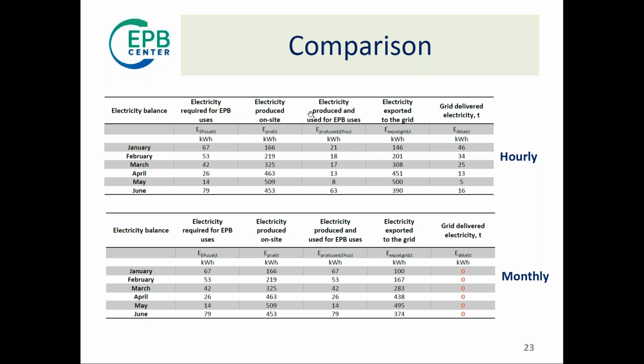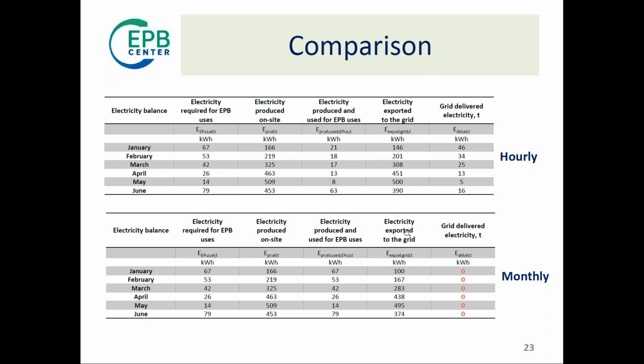And you see here the comparison in the electricity balance. In this case, you have the electricity required for EPB uses. It means heating, cooling, ventilation, all these kinds of things. This is the electricity produced on site, and of course, by monthly, you are producing always much more than required. What is produced and not used for EPB uses, this is the difference, is exported to the grid. If you take the hourly calculation, you still see that you need something from the grid. Instead, if you do this from the monthly, of course, you are covering everything, so no need to have something from the grid, and that makes the difference.